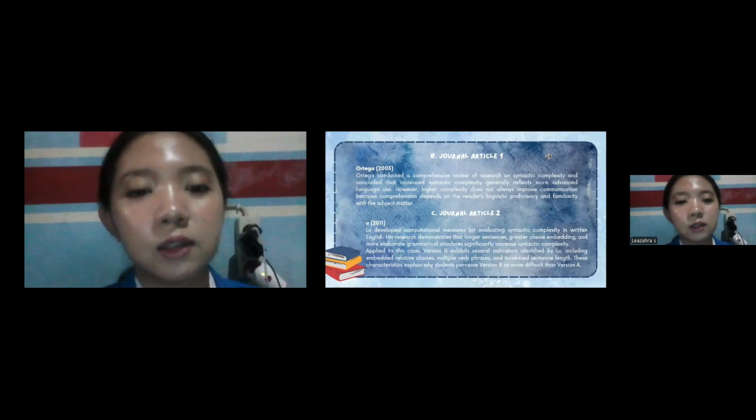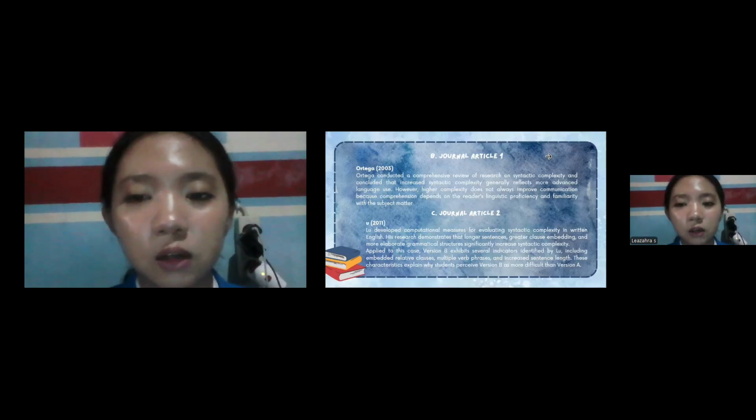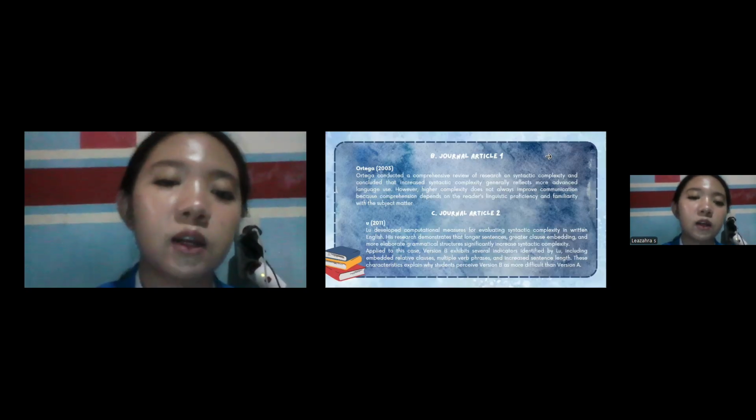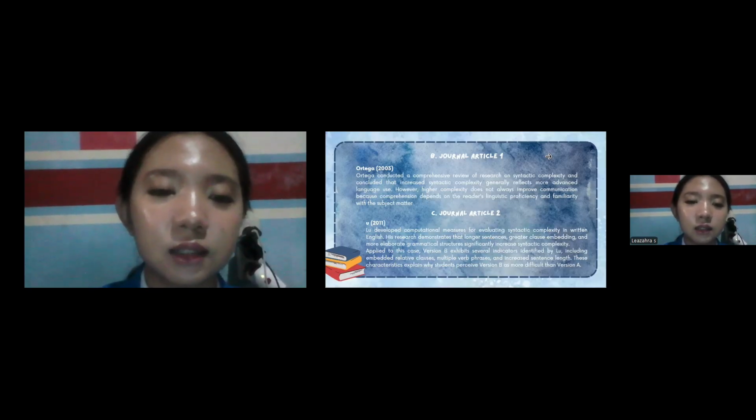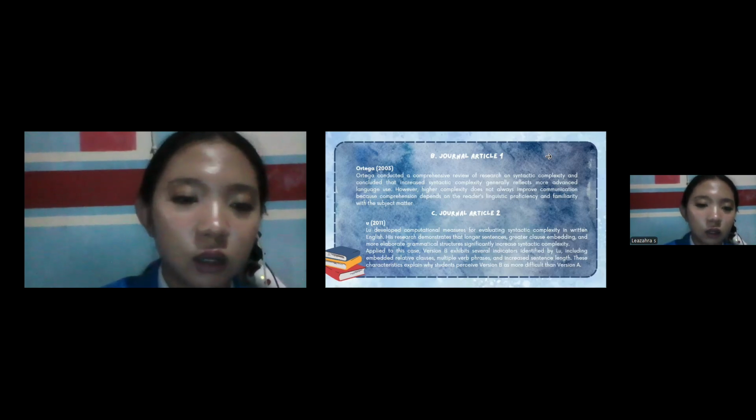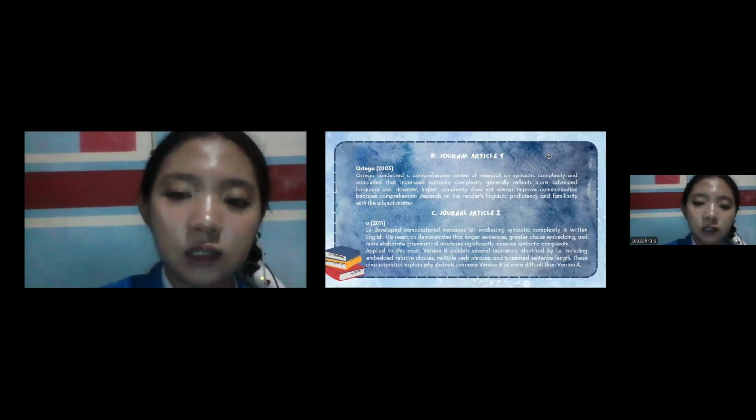This research demonstrates that longer sentences, greater clause embedding, and more elaborate grammatical structures significantly increase syntactic complexity. Applied to this case, version B exhibits several indicators identified by Liu, including embedded relative clauses, multiple verb phrases, and increased sentence length.